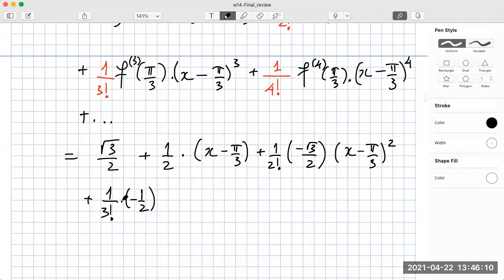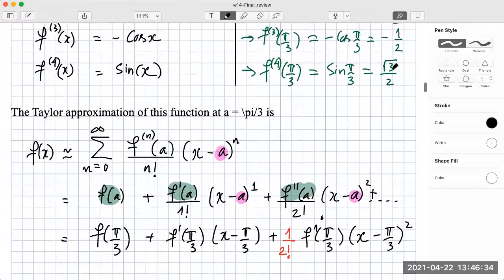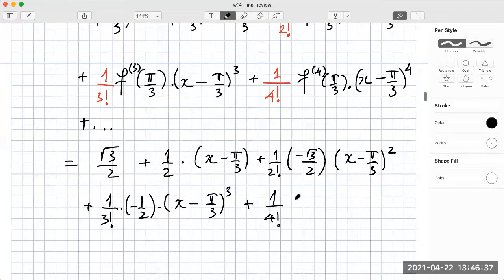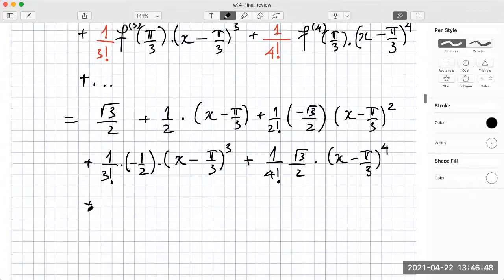Remember, this is a product, so you should write it within a bracket, parenthesis right here. Otherwise, the reader will get confused, and you may confuse yourself. Okay, and we get a mistake if we don't write this parenthesis properly. Cube, and the fourth term, it will be here. What is it? Yep, square root of 3 over 2 times x minus pi over 3 to the fourth plus etc.